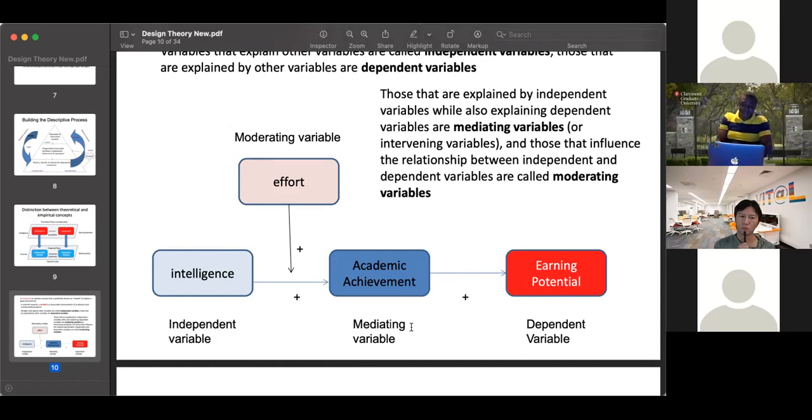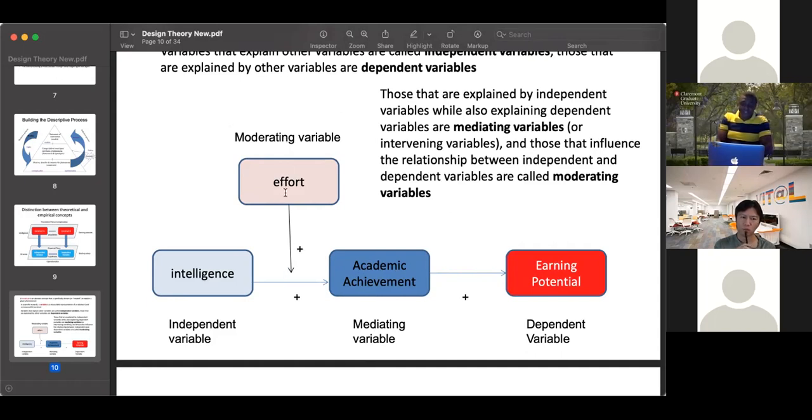So this is a mediating variable. Academic achievement is a mediating variable, and the moderating variable here is effort. When you put in more effort, you increase your academic performance, and your academic achievement here decides how much you earn. So you see the influence of your moderator.